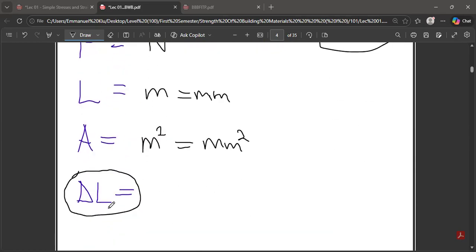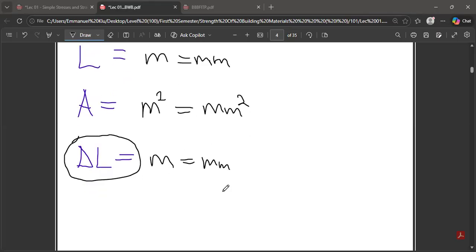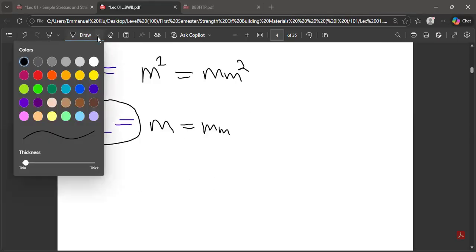What about the change in length? Change in length also has a unit of millimeters. Because you may meet it in a question somewhere and they write meters. Sometimes it can be for moments. You realize that moment is equal to force times perpendicular distance. In some cases it may be in meters and you have to convert it into the other. In some cases, you have to maintain it that way. So the question is not asking you to calculate it in meters, it may be asking you to calculate it in millimeters.